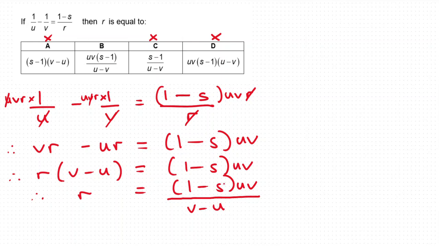I can multiply top and bottom by -1, and then I get S minus 1. I do a switch around there, but I also switch around the denominator to make it U minus V, and that is exactly the answer B, which I would have guessed.